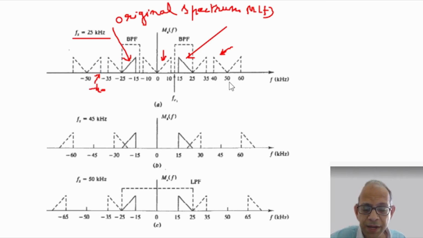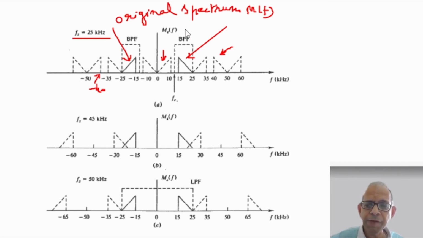When we take 50 as the reference, because it is 2 times fs, with respect to this the same thing happens. 50 plus 15, that is 65, to 50 plus 25, 75, we get a copy. Similarly, 50 minus 15 to 50 minus 25, so we get a copy from 35 to 25. Similarly, with respect to minus 50, we get from minus 35 to minus 25 and so on. So this is the spectrum of the sampled signal when the sampling is done at a rate of 25 kilohertz.